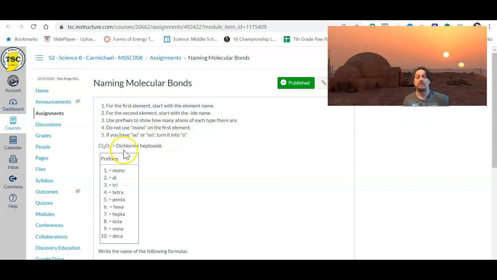Another example, right here: dichlorine heptoxide. We have two chlorine, so the di, chlorine, and 7, we use our scale down here, hepta, oxide. Well, hepta would be A-O. Again, our rule is to drop the O. So we have the rules here we need to follow to name these compounds.